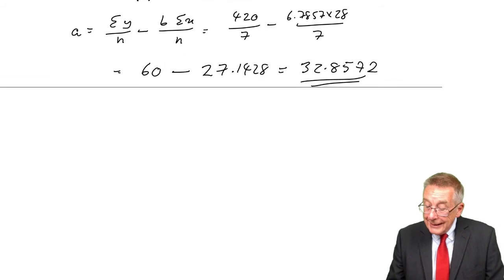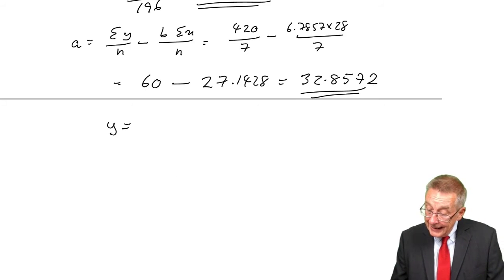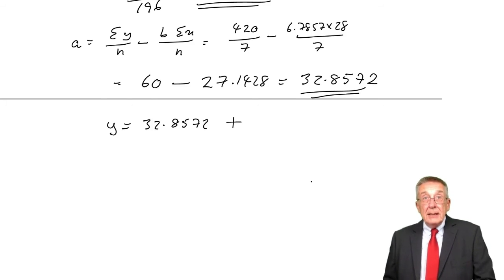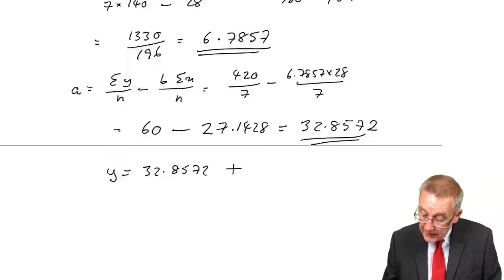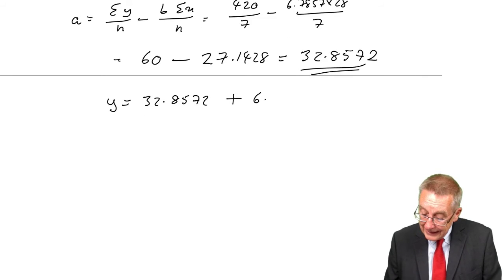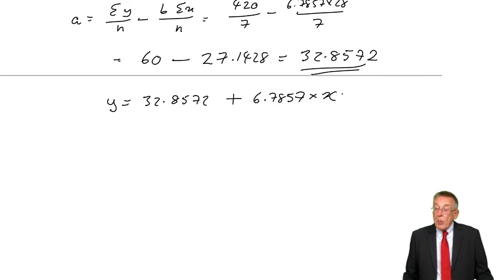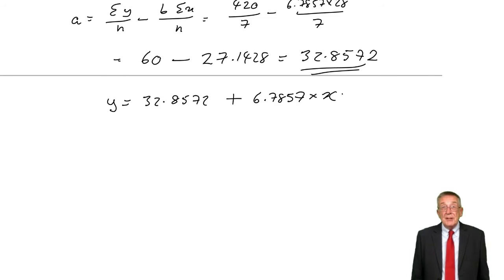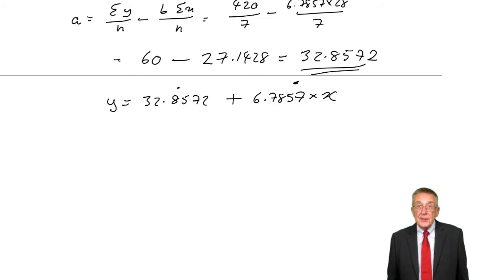But I said that A and B are the figures for the formula. So y equals A, 32.8572, plus B times X. B was 6.7857. Y, remember, is the total cost. X is the number of units. So the total cost is the fixed cost plus the variable cost.